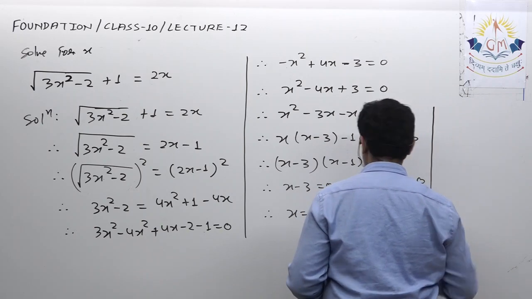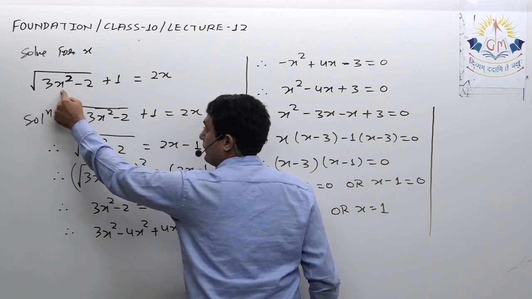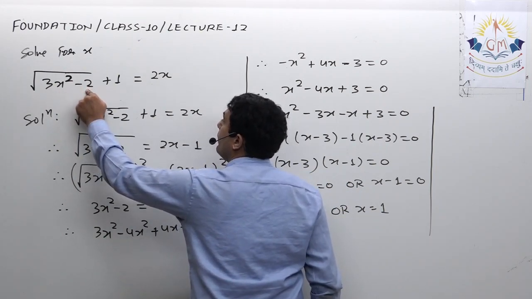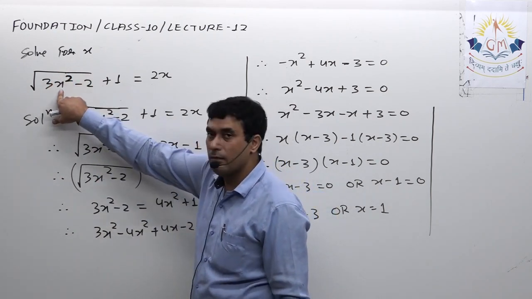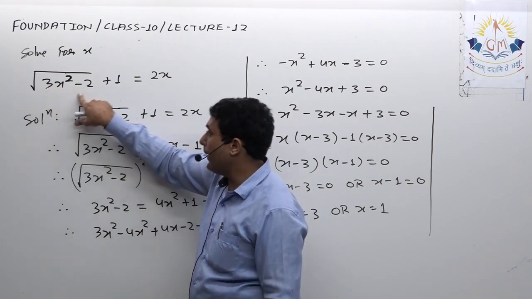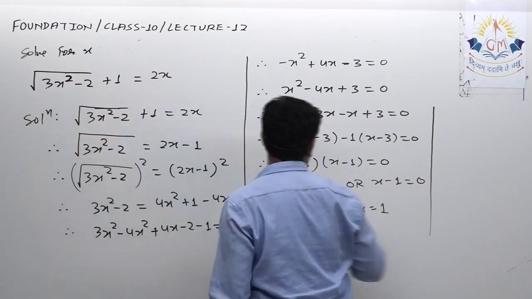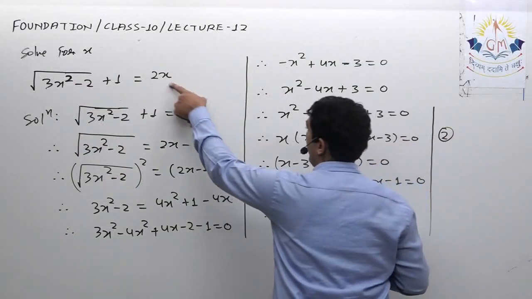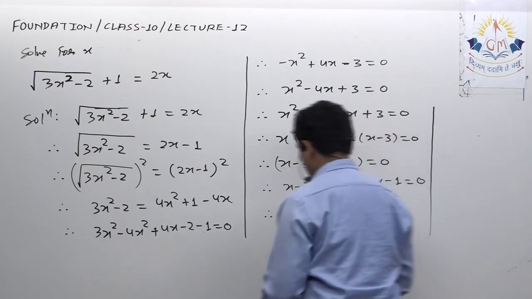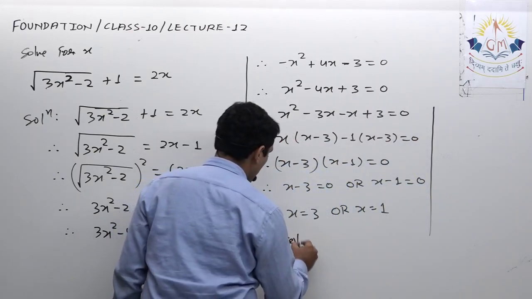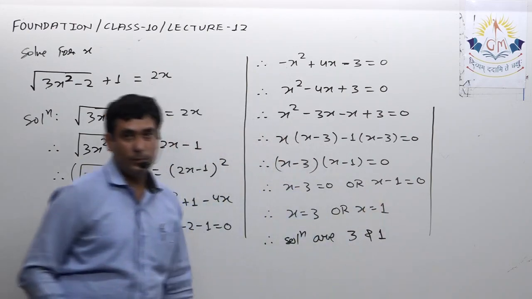Now the second value. 1 square is 1, 3 into 1, that is 3. 3 minus 2 is 1, and root of 1 is again 1. I hope you are getting this. Square root of 1 is 1, and plus 1, 2. So the left hand side gives me 2. On the right hand side, if I put x equal to 1, 2 into 1, that is again 2. So here both values are correct. Therefore the solutions are 3 and 1. So note it down.